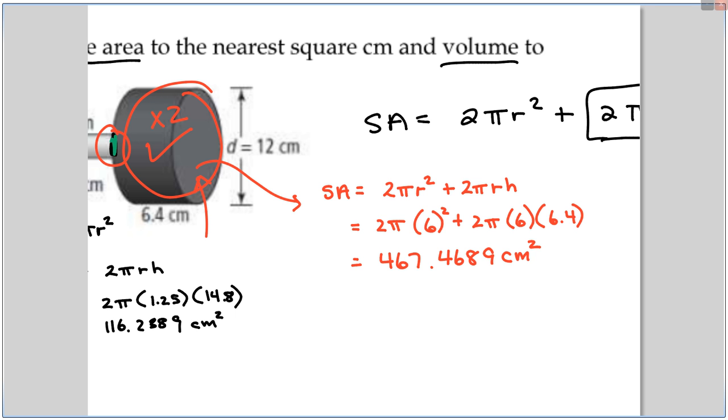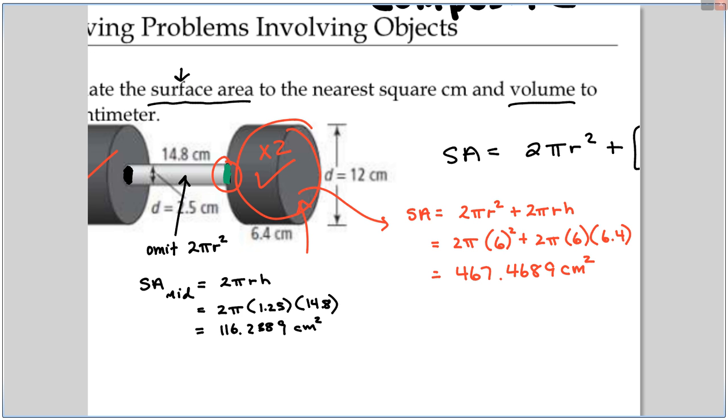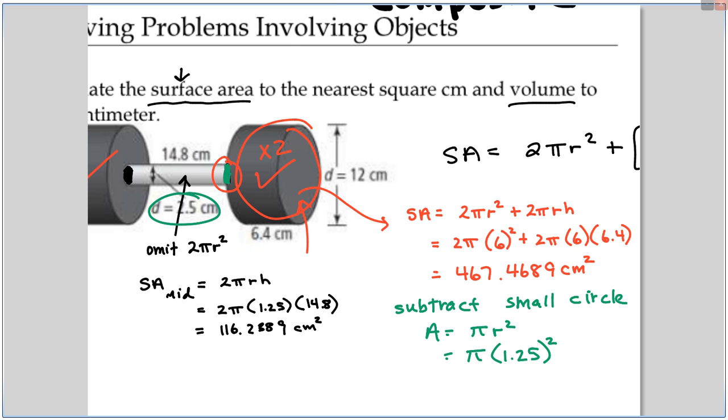I need to subtract this little circle here. Okay, what are the dimensions of that little circle? The radius is 1.25, right? Okay, so now I need to subtract the small circle. Okay. So that area is pi r square. The radius is 1.25. Pi times 1.25 times 1.25, I got 4.908 square centimeter.